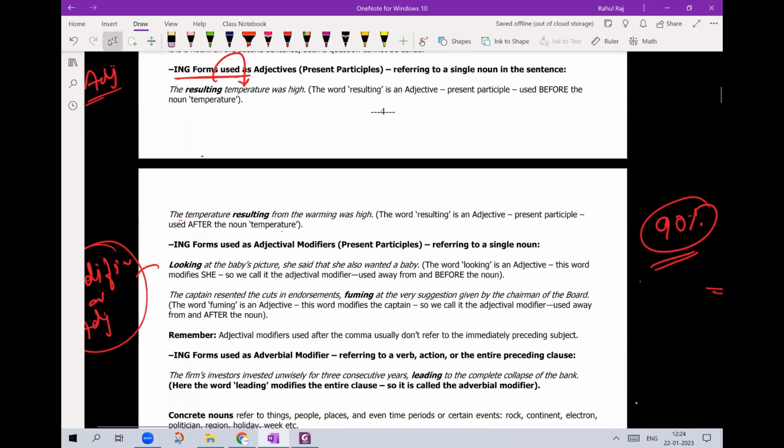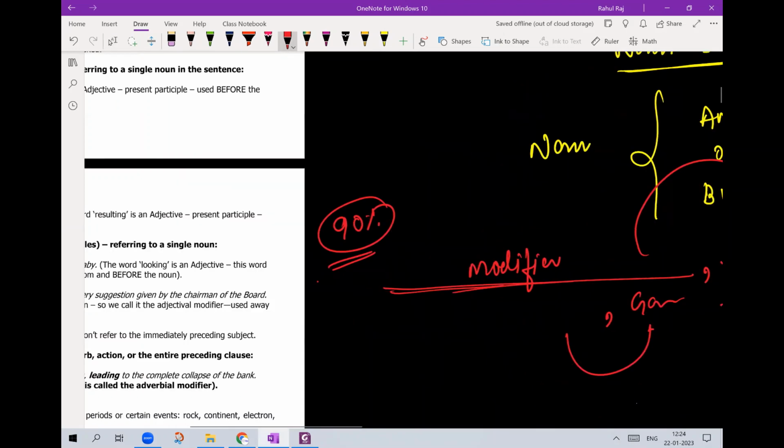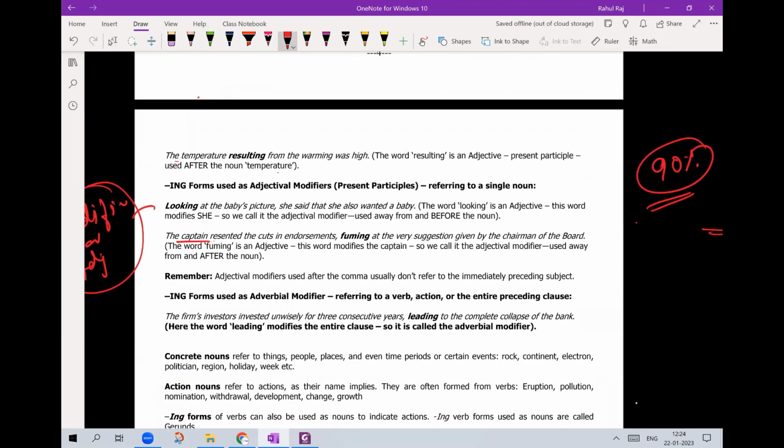Now, I've told you, always write first the modifier, then the subject. This is the only way of writing the sentence. Now see here: The captain resented cuts and endorsement, comma, fuming at every suggestion given by chairman of the board. What is this trying to do? This is a modifier which is trying to modify the captain. And as I have told you, normally it should be written with the modifier first: fuming at every suggestion given by chairman of the board, comma, the captain resented cuts and endorsement. This should be the actual way of writing the sentence.